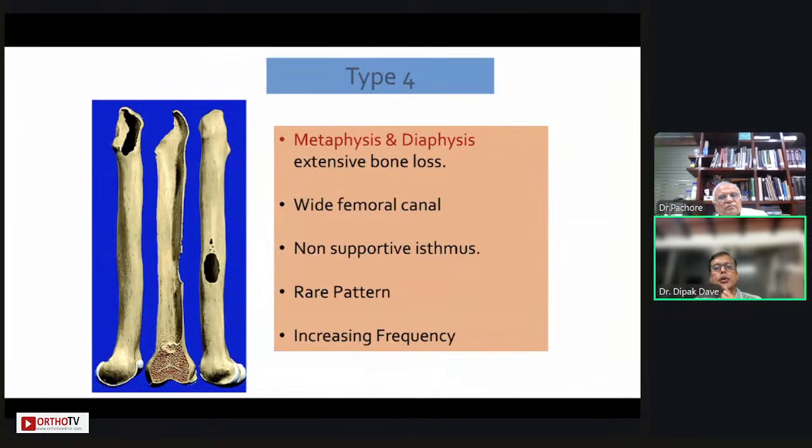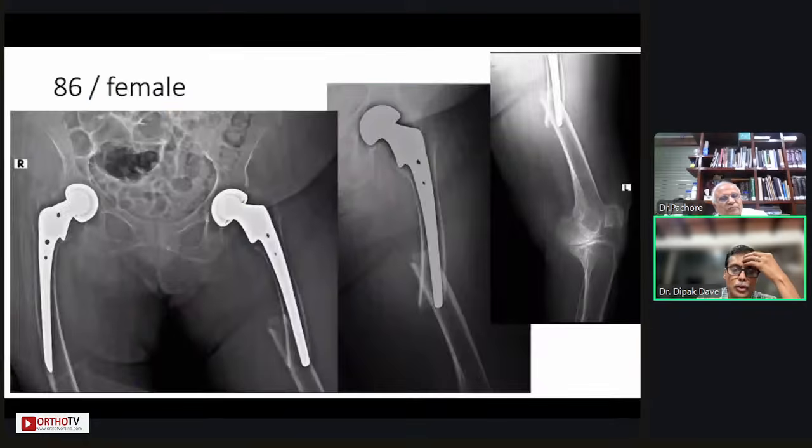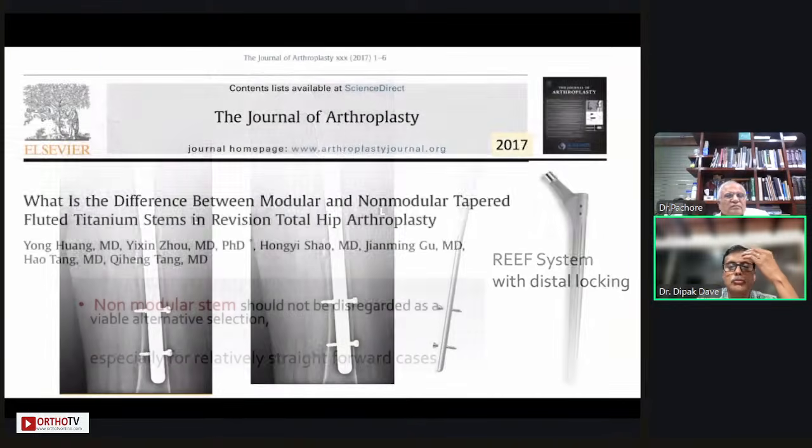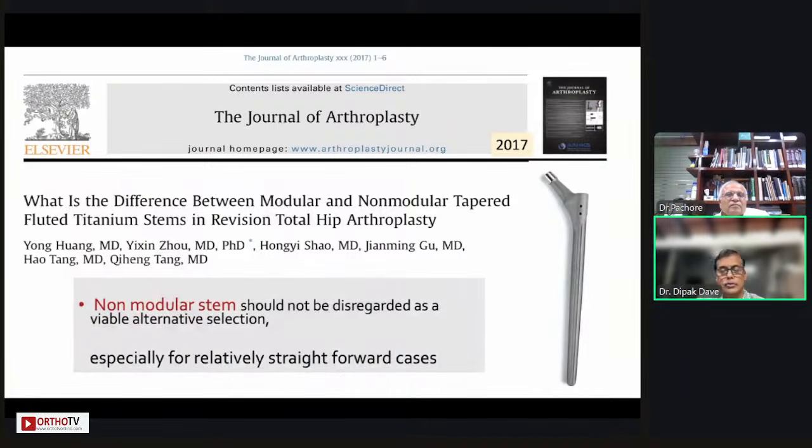The last one is type 4, which is very extensive in all the metaphysis and diaphysis, with very limited bone stock and osteoporosis. So you have to use a Reef system kind of one with distal locking, and now with this Reef system also they are slowly withdrawing from the market. We need to use some other distal loading, distal locking titanium stem.